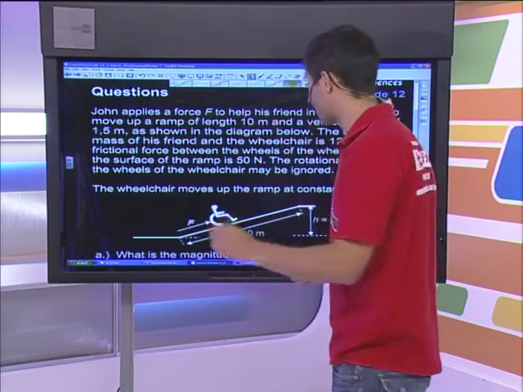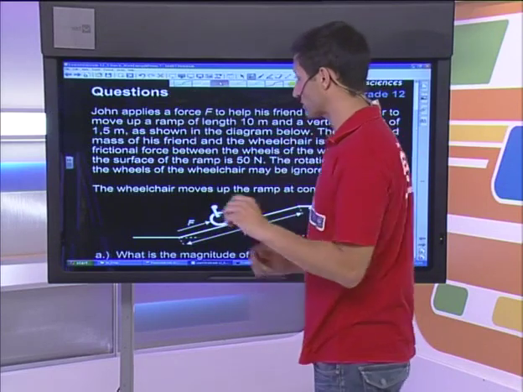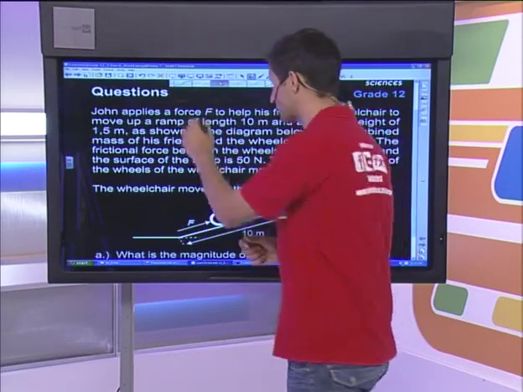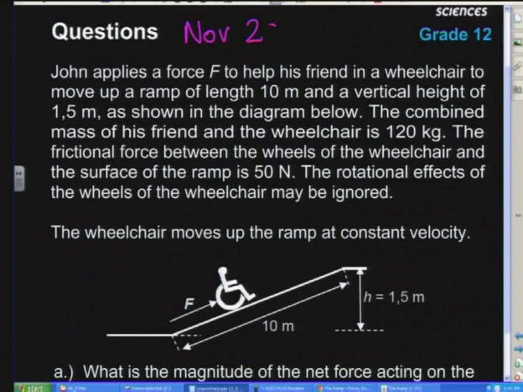So 2009, okay, just be careful. There are 2 2009 papers available on the website. This is one which was actually used. So this is November 2009, paper 1, guys. Paper 1 is the physics. Okay, so paper 1. Right, here we go.